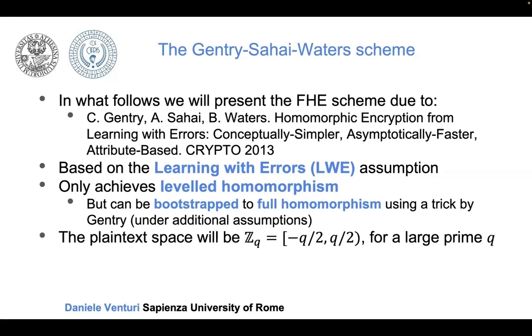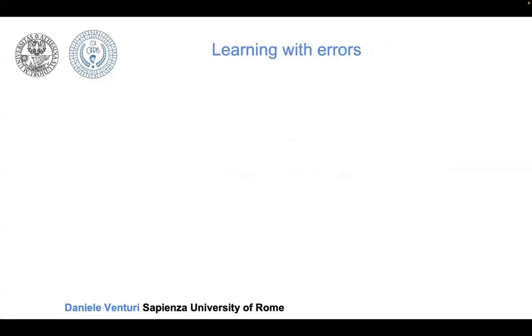For concreteness, the plaintext space is going to be Z_Q, integers mod Q, and I will represent Z_Q as integers between minus Q alpha and Q alpha, where Q is a prime. I will also write A sub Q for A mod Q for short.